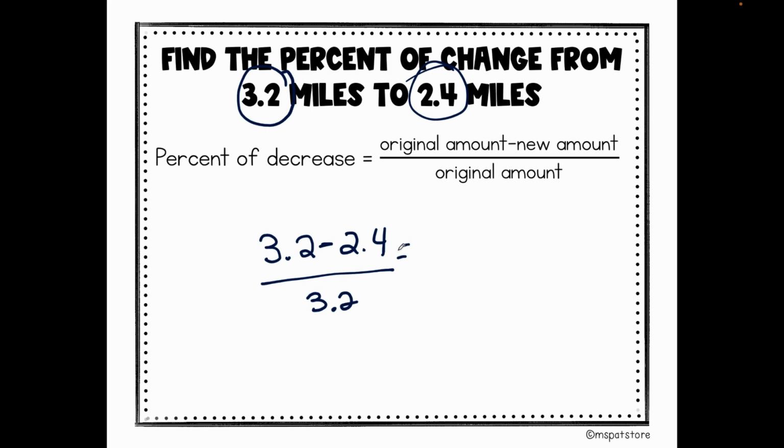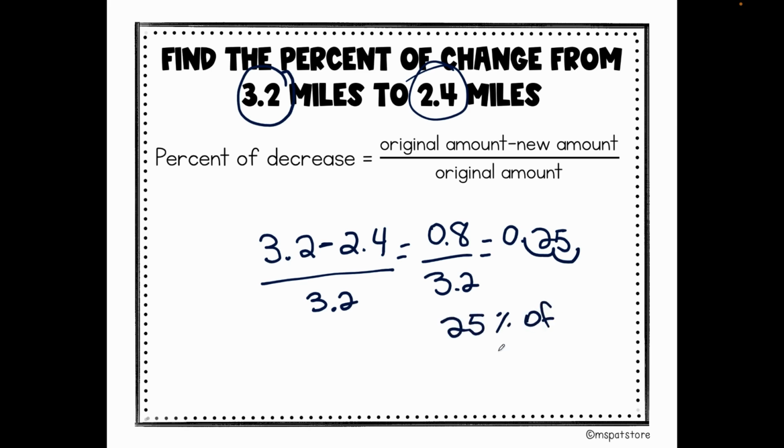And then when you subtract 3.2 minus 2.4, you will get 0.8 out of 3.2. That is equal to 0.25. You need to shift the decimal point 2 spaces to the right, and that's how you get 25% of decrease.